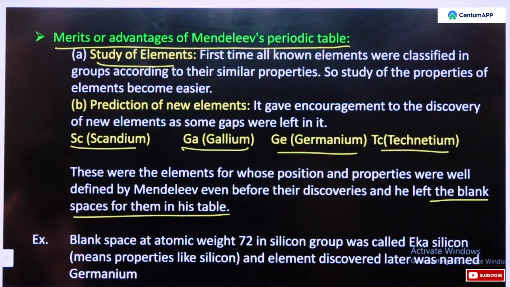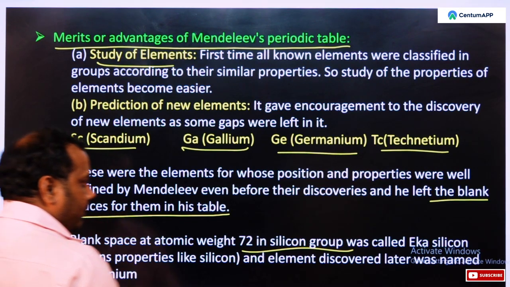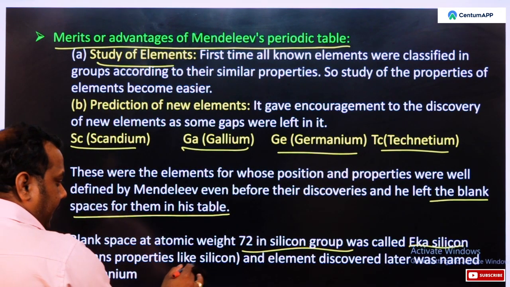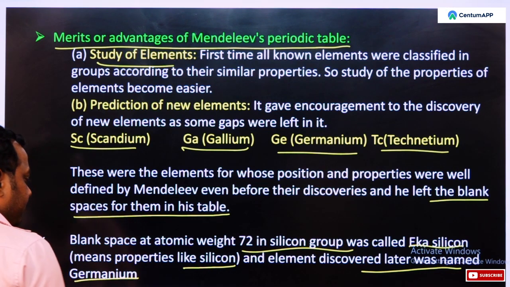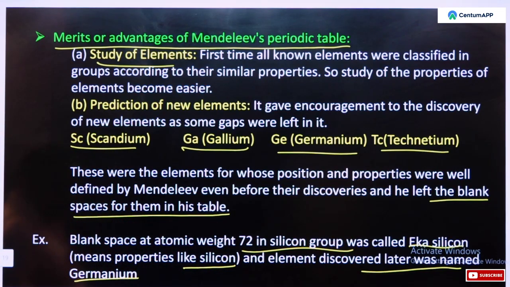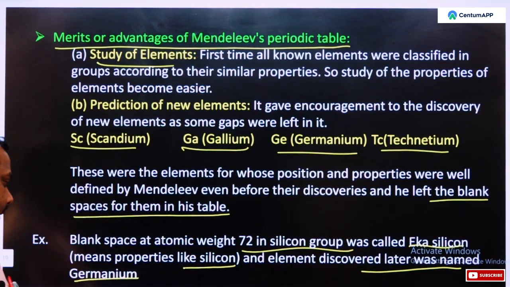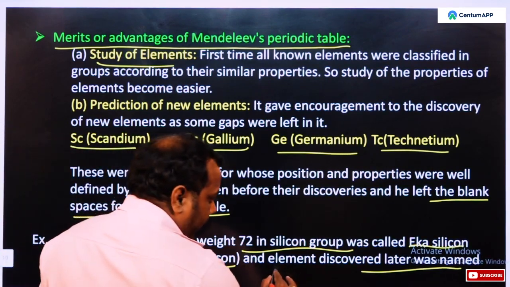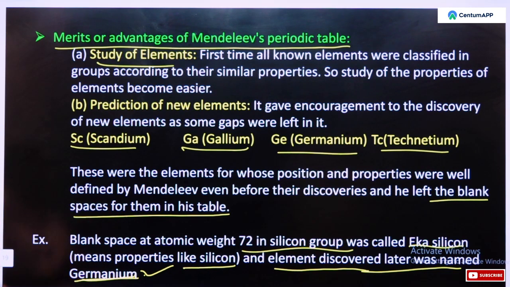The blank space at atomic weight 72 in the silicon group was called eco-silicon, meaning properties like silicon. An element discovered later was named germanium. That is the merits and advantages of Mendeleev's periodic table.